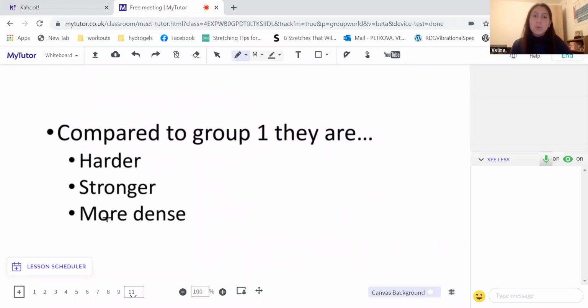Okay, compared to group 1, they are much harder, much stronger, and a lot more dense. As we learned from yesterday, group 1 are quite light. They float on water, don't they? And they're really soft because you can cut them with a knife. However, transition metal elements, you definitely can't cut them with a knife. They're much harder and much stronger.